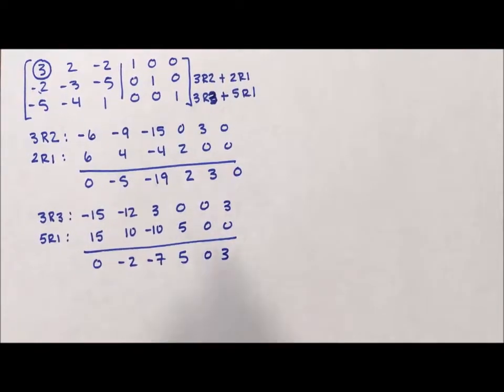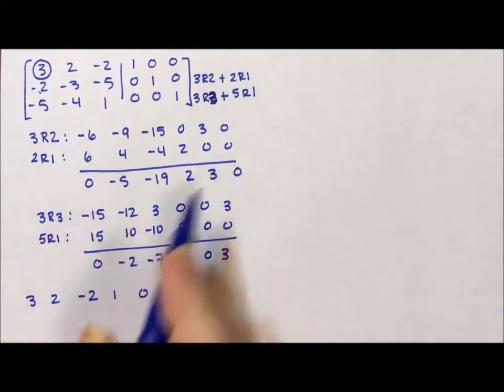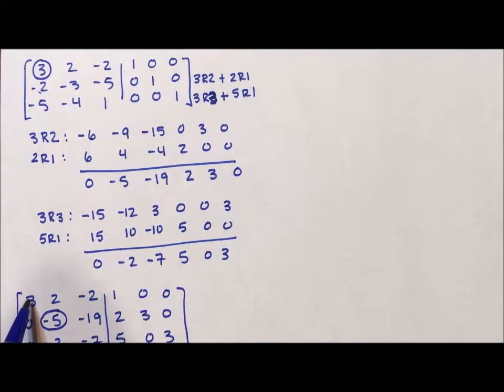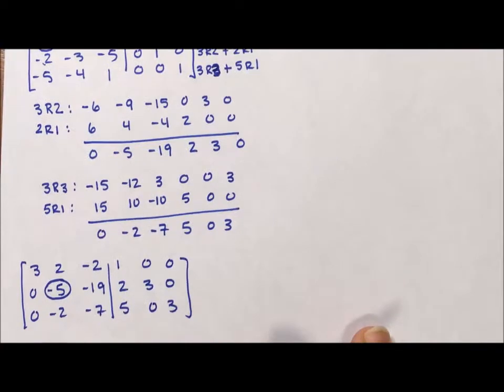I'm going to start with the same first row that I had before. So I'm going to start with this 3, 2, -2, 1, 0, 0. Then I'm going to write this as my second row, 0, -5, -19, 2, 3, 0, and then my last one, 0, -2, -7, 5, 0, 3. Okay, next I'm going to pivot on this -5 because what I want to do is pivot on first row, first column, second row, second column, third row, third column, zeroing everything out, and then I can divide to get my ones and I'll have my identity matrix.